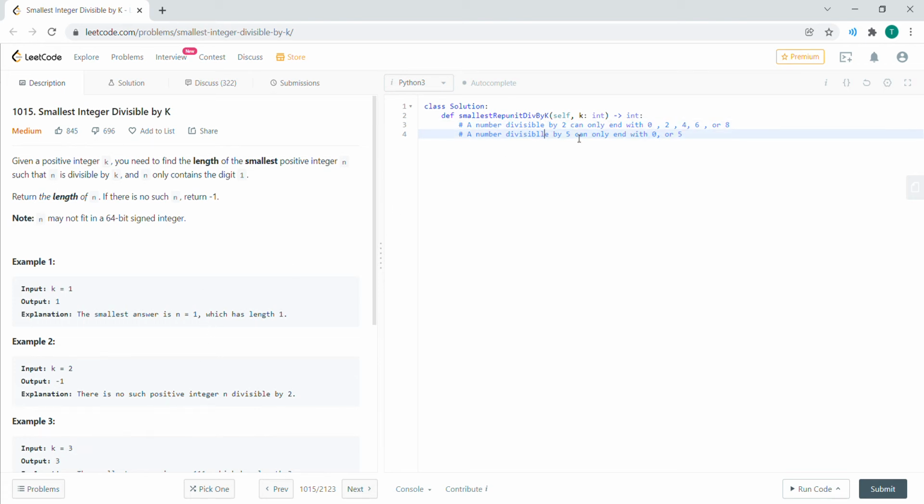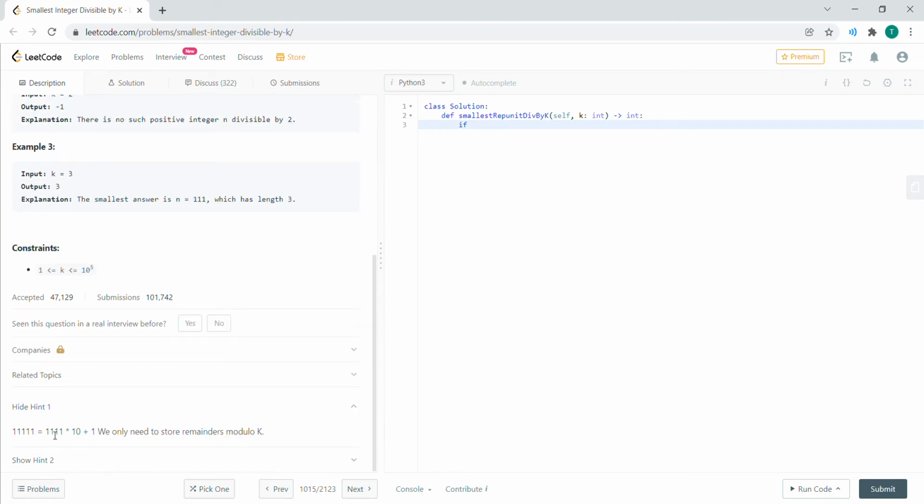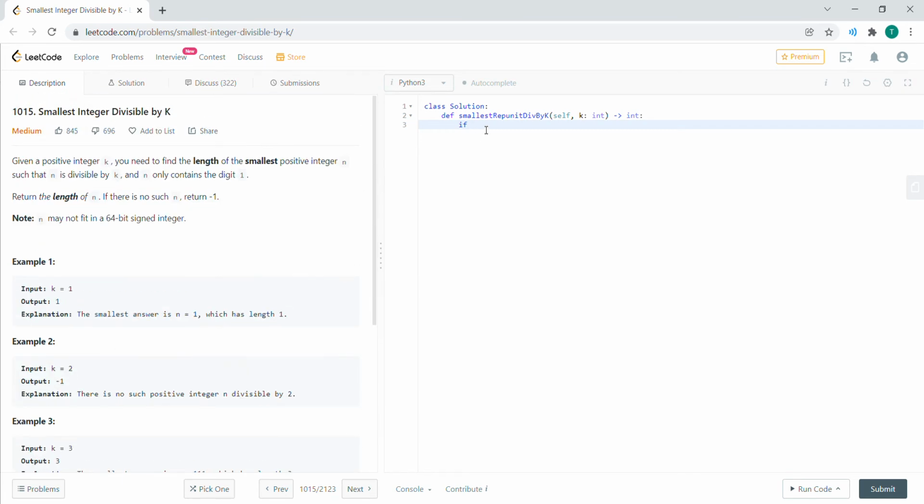So let's start with a naive approach. Let's see if hint number 1 helps: use 111 and so on, and only store the remainder modulo k. So we use a modulus function. If not k modulo 2, or not k modulo 5, we are going to return -1. This is from our observation before.